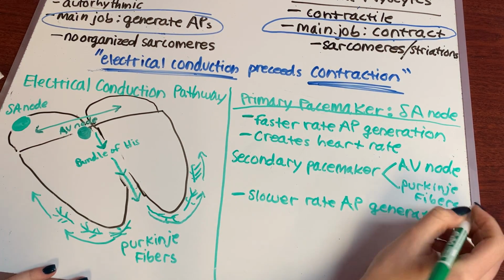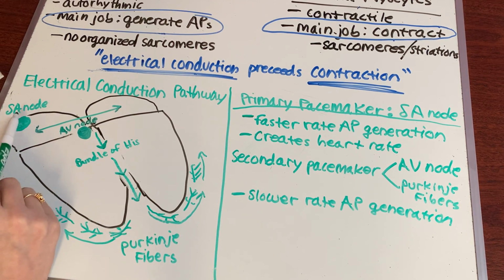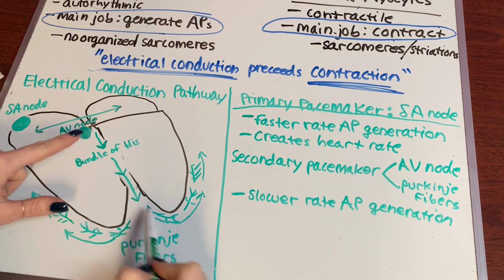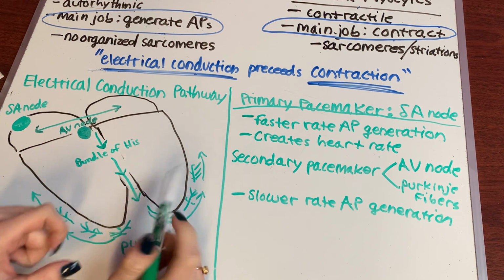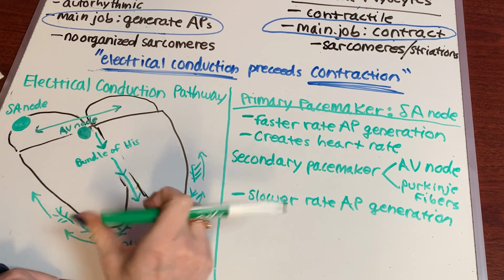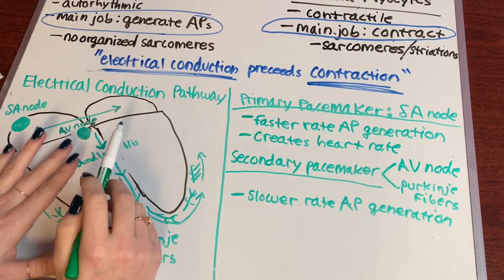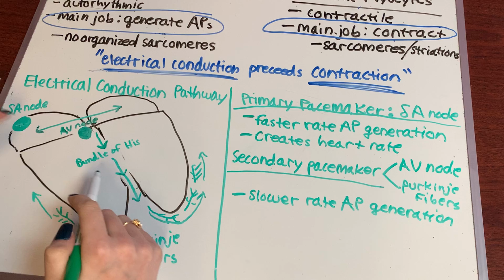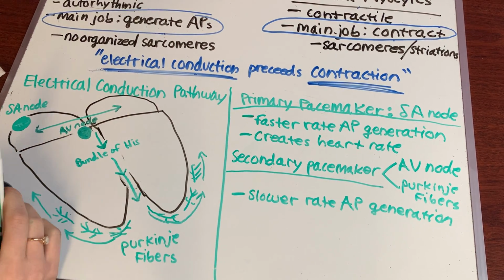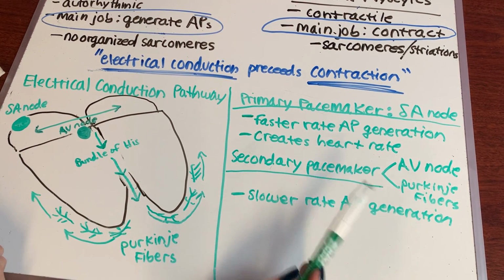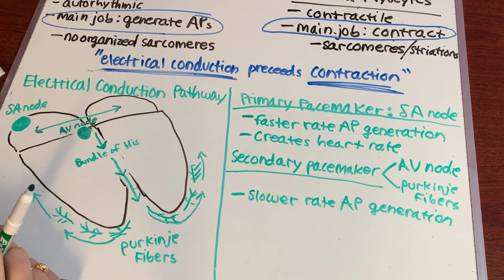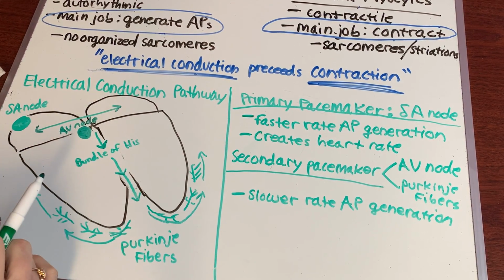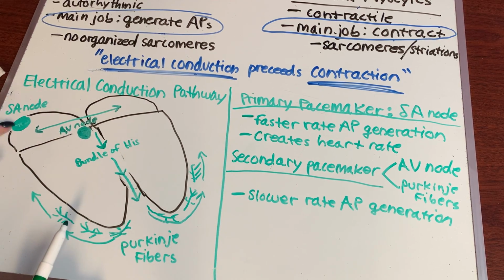So that's important because this SA node was creating the heart rate really. Our AV node and our Purkinje fibers, those secondary pacemakers, they still create action potentials. They just do it slower. And so if something happened to our SA node, our heart rate would probably be a bit slower because they're secondary and they just don't create action potentials as fast. So that's really what we mean by primary and secondary. So primary is the SA node.